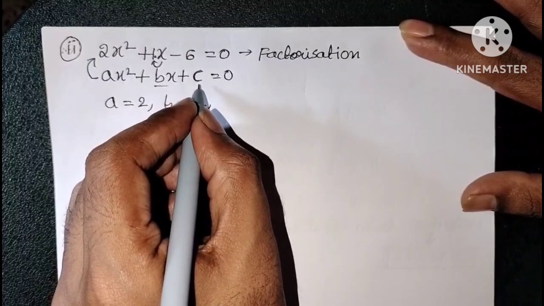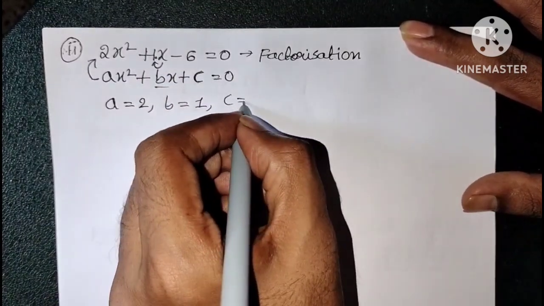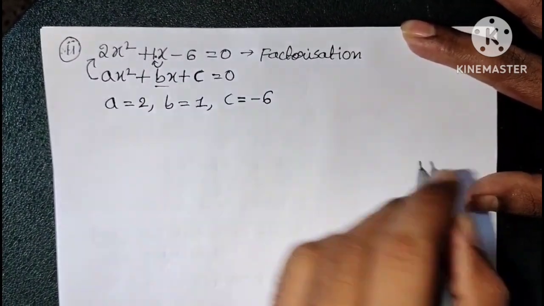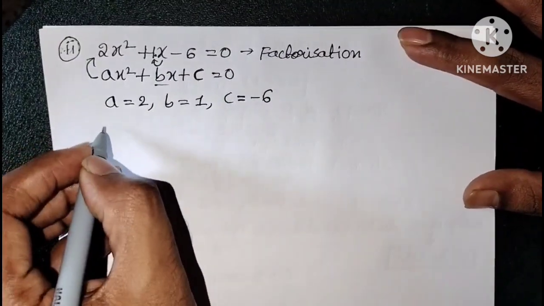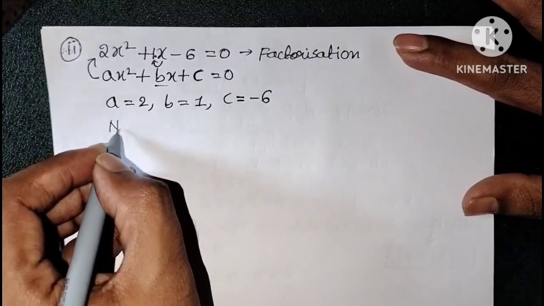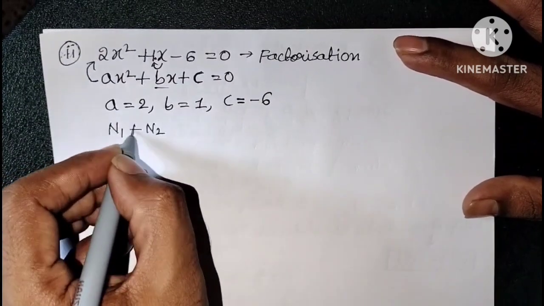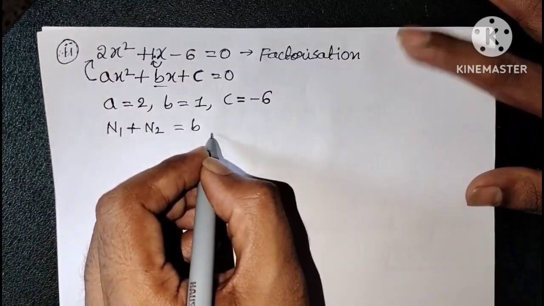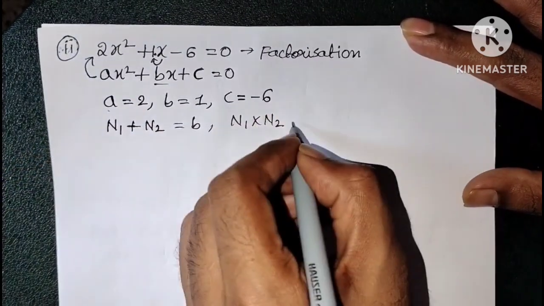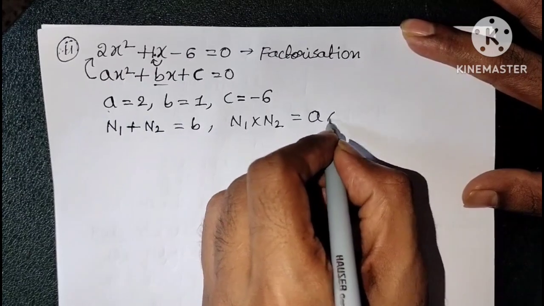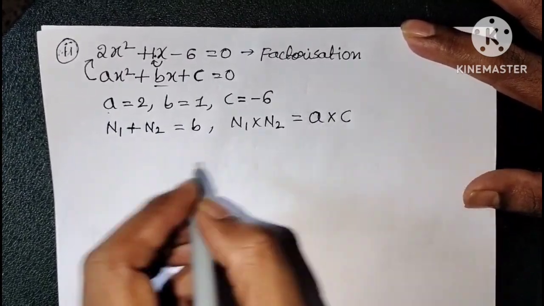Now c. C means constant term. Constant term value c is equal to minus 6. Now we have a, b, c. What is step 2? Next step 2 ఏం చేస్తాం మనం? We have to find two numbers whose sum is equal to, sum చేస్తే b అవ్వాలి. So next product చేస్తే a into c, product of coefficient of x square and constant term.